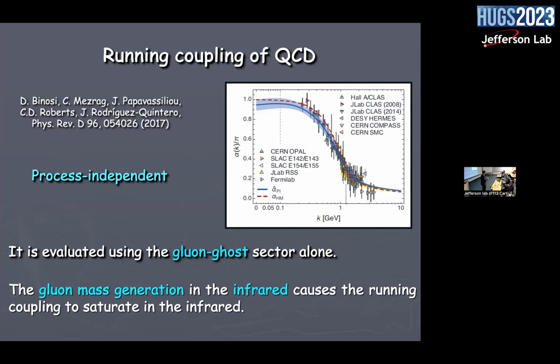And because it is not related to any particular process, they call it process independent, because it's just looking at how these propagators behave non-perturbatively. And the argument gave us that this alpha over pi goes to around 1 in the infrared region, which means that alpha is around 3, a value where you can't really use perturbation theory. So that's where we stop now. I'm done with perturbation theory. And now alpha has become larger.